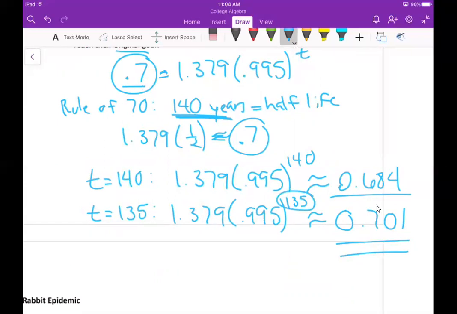Well, 135 years, that's years since 2020. Remember, t was years since 2020. So you need to take 2020 plus 135 years, and we would get 2,154. No, 2155. See if I can do math here or not. There we go. Okay.